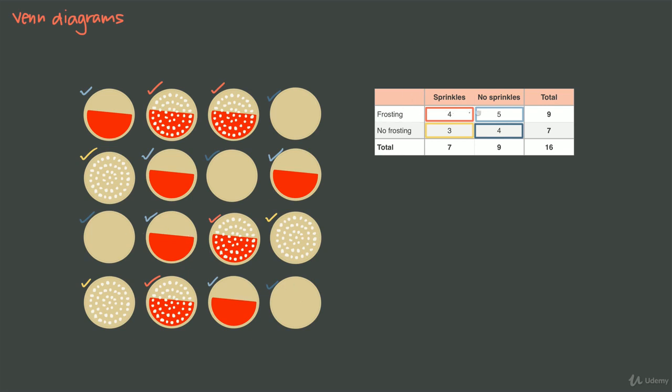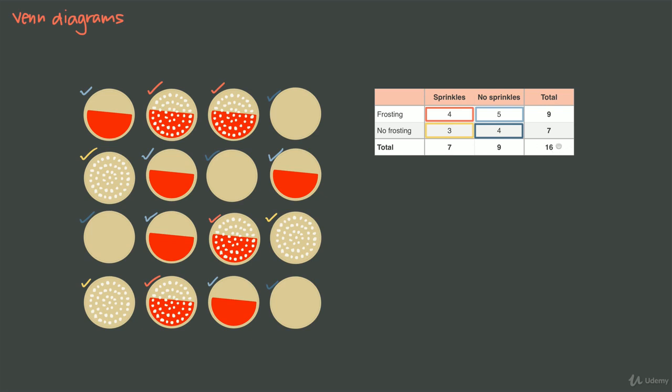And then 9 cookies with frosting when we add across the top row. So 4 plus 5 is 9. 9 cookies that have frosting. So 9 cookies that have red frosting. 1, 2, 3, 4, 5, 6, 7, 8, 9. And then adding across the second row, 7 cookies that have no frosting. So 7 cookies without the red frosting. 1, 2, 3, 4, 5, 6, 7. And we do in fact get 7.